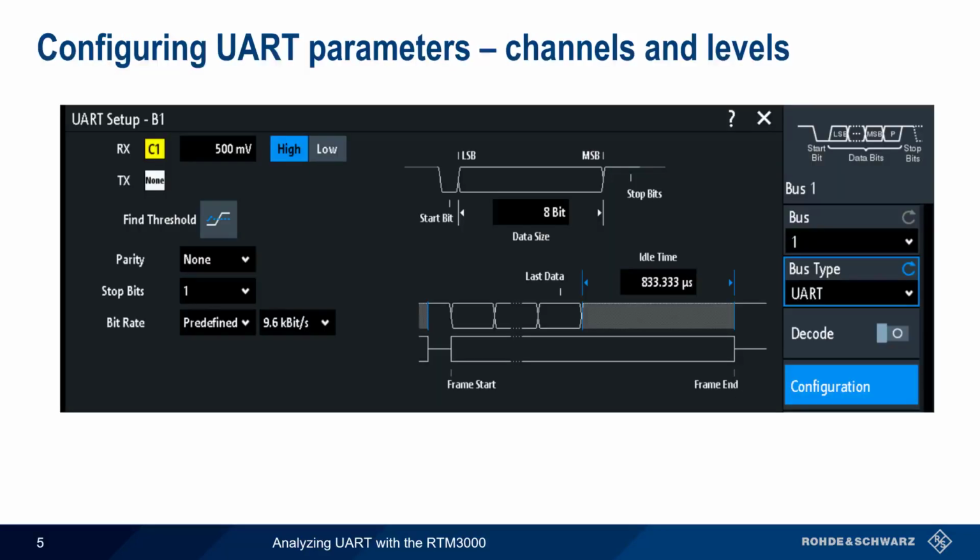Every serial protocol has different parameters that need to be configured, so let's go over what these are for UART. We'll start with defining which channels are being used. Remember that we would need two separate channels to monitor both receive and transmit simultaneously.